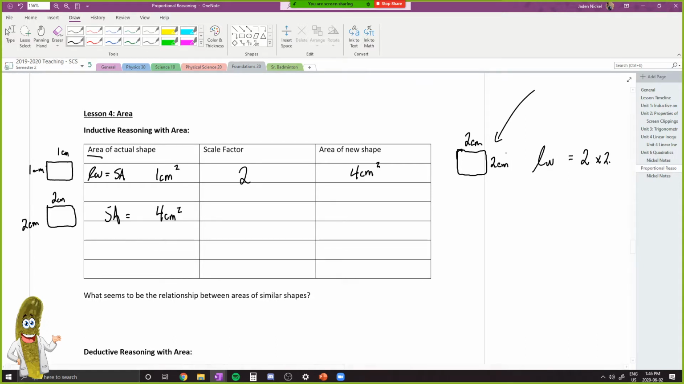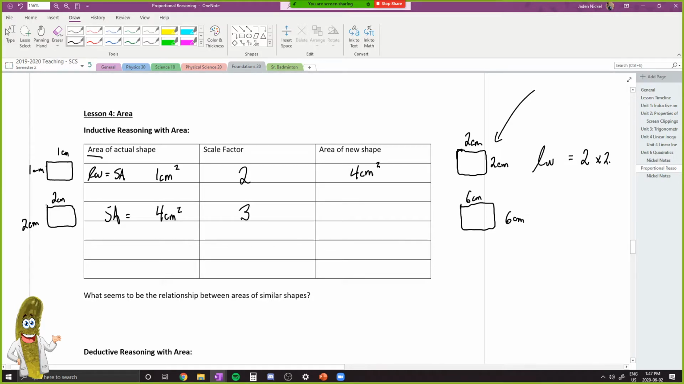Let's not do a 2 as a scale factor. Let's increase it by something a bit bigger. Let's say we want a scale factor of 3. If we do, then what that square will turn into is we need to multiply the length by 2, or excuse me, by 3 and the width also by 3. So you'd end up with 6 centimeters along the top and 6 centimeters as the width.